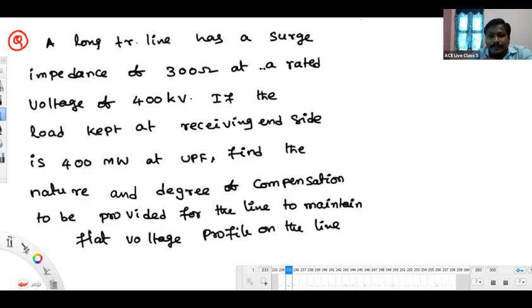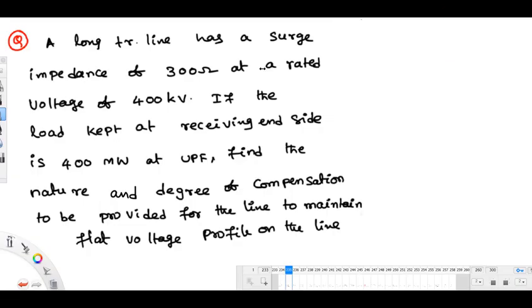Tell me, Gopi. Okay, sir, please. That's it, Gopi? Yes, sir. Sachin. Sir, in page number 224.